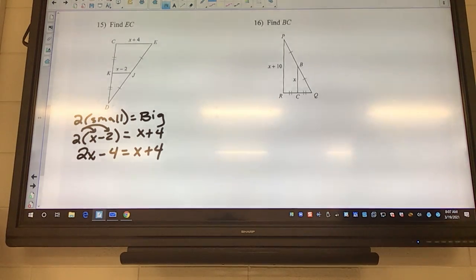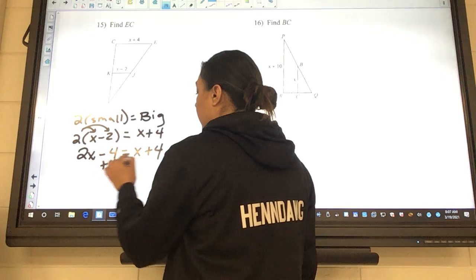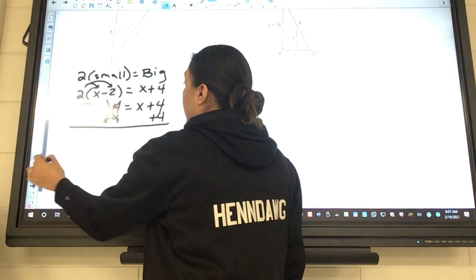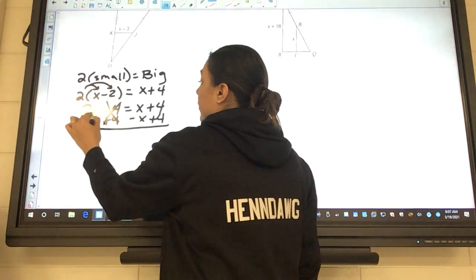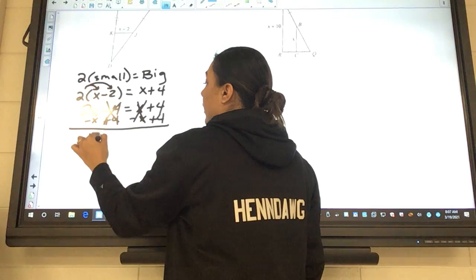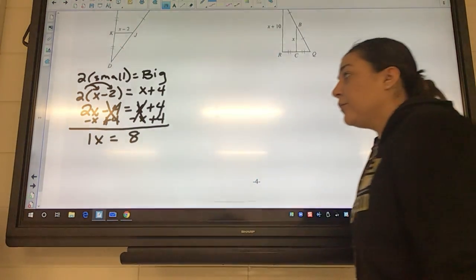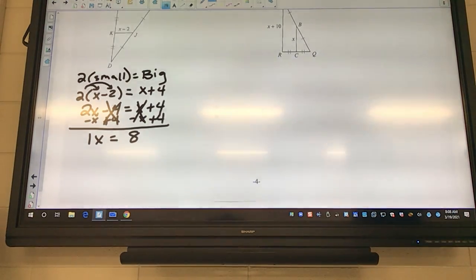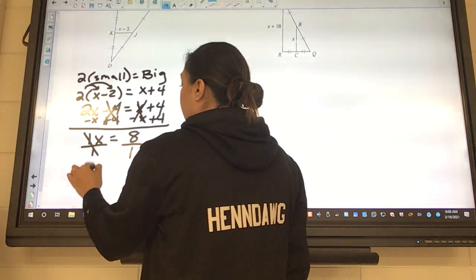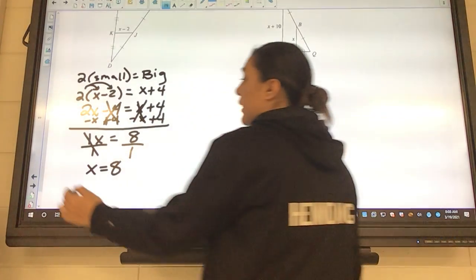Okay, so move your letters to the left and the numbers to the right. So you're going to say plus 4, plus 4. And then we have to say minus x, minus x. So 2x minus x is 1x. 4 plus 4 equals 8. Okay, and then we divide by 1 on both sides. x equals 8.